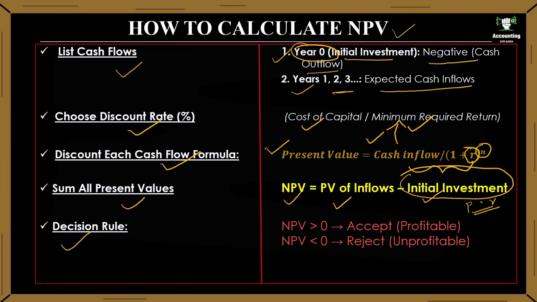Next comes the decision rule which you have to write in the exam. If NPV is greater than 0, you can give your answer as acceptable or profitable. And if NPV is less than 0, you can give your answer as reject the project or unprofitable.